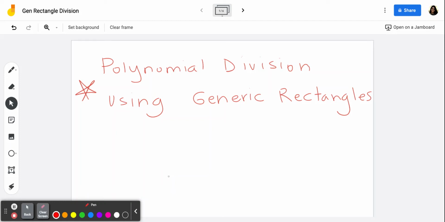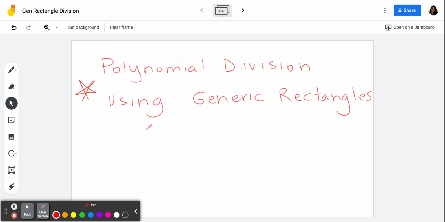Everybody. So we're going to do 3 examples on polynomial division, and then when I see you for live session Thursday or Friday, we'll do one more example of polynomial division using generic rectangles, and then also we're going to learn a new method called synthetic division, and then you'll see that your assignment is based on those 2 methods. I wanted to create a video so that you can come back to this as you're doing the assignment to review easier.